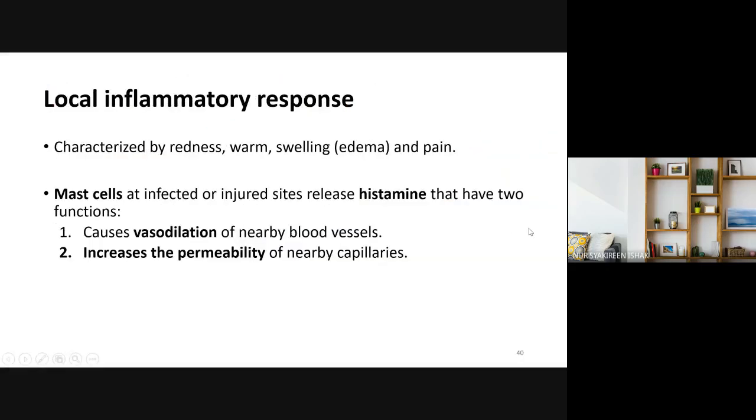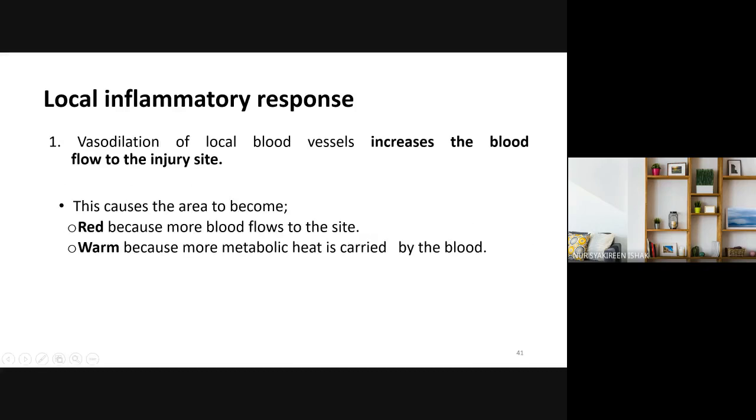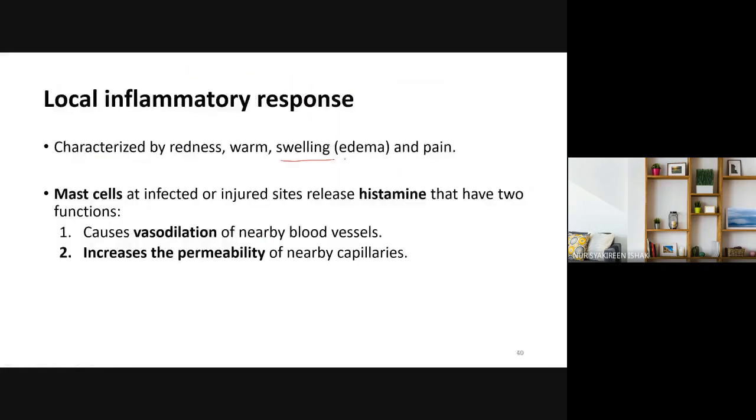Okay, so local inflammatory response. Satu kawasan tisu tu yang kena infected. Okay, local. So characterized by redness, warm, swelling. Swelling is edema kan, accumulation of tissue fluid at that infected area, and also there's pain. Okay, akan rasa sakit jugalah kat situ kan. So kenapa akan rasa sakit? Sebab bila berlaku edema ni, swelling, okay, it presses against the nerve tissues, nerve cells. So that's why akan rasa pain.